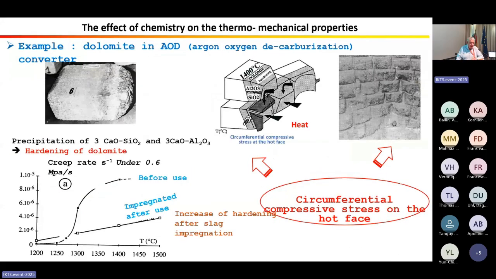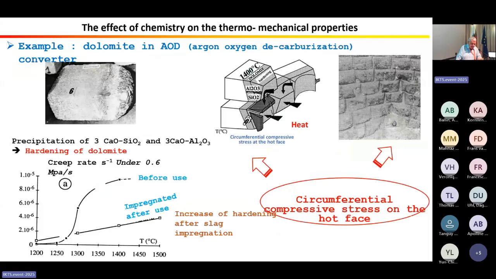The second example concerns the dolomite in AOD, argon oxygen decarburization converter. We observe circumferential compressive strains on the hot face and damage of the hot face. Why? Because we have at the hot face precipitation of silica-lime compounds, and the effect of this precipitation is a hardening of dolomite at the hot face.